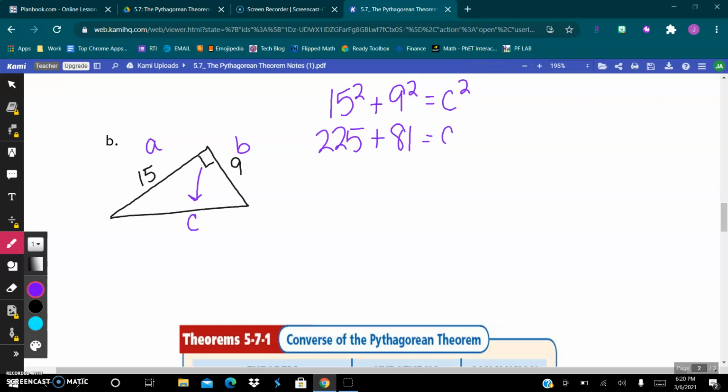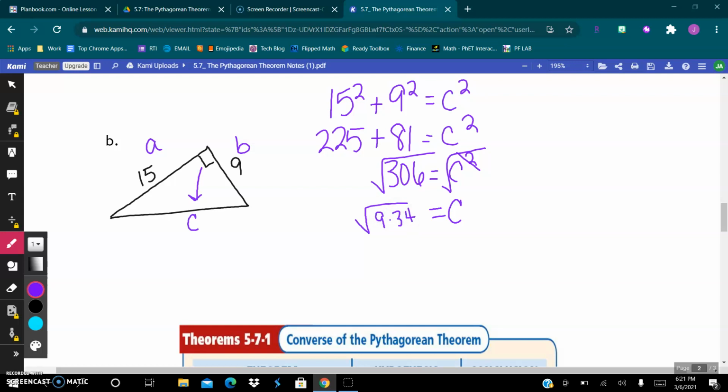And that's going to equal our C squared. 225 plus 81 is 306. And then I have to take the square root of both sides to cancel out the squared. So C equals, and going through the list of perfect squares, 306 can be divided by 9. So it is actually 9 times 34.